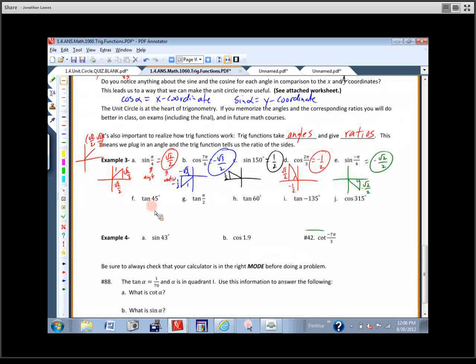Okay. Tangent of 45. These are both the same, right? Radical 2 over 2, radical 2 over 2, so the answer here is 1. You got to at least think that. Okay, look at this next one.